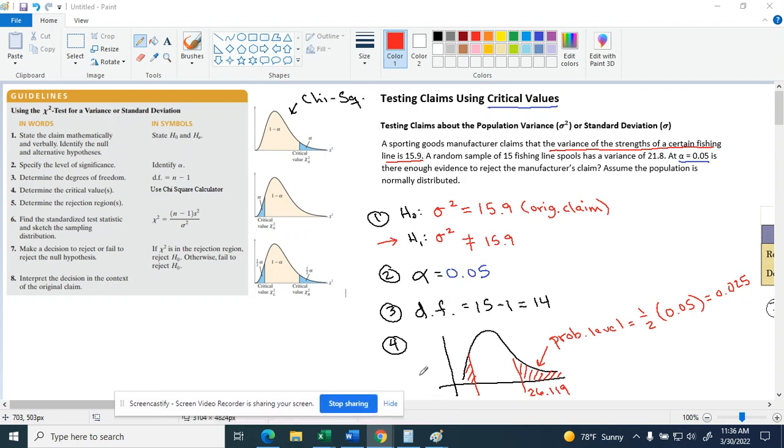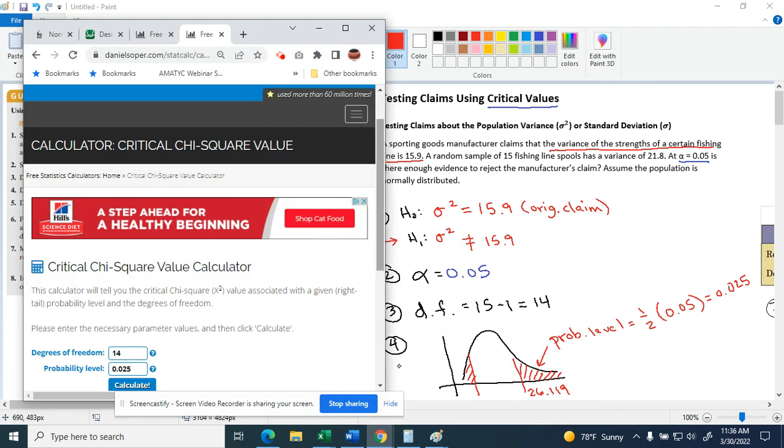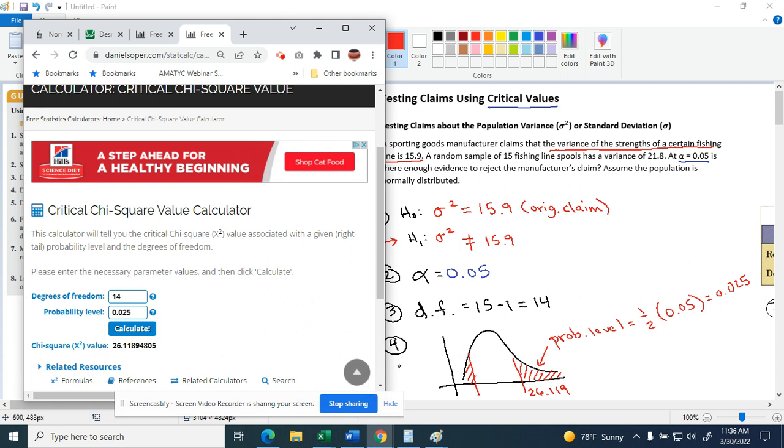All right, so now what I'm going to do next is find the label of this mark. The labels that we give to these marks are called critical values. I already found the one on the right. Now I'm going to find the mark on the left. Keep in mind that you're going to keep using this calculator, the critical value chi-square calculator.